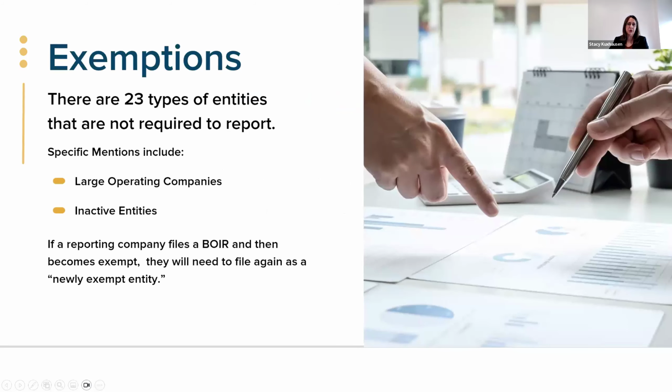The couple of exemptions that I want to touch on briefly is one called a large operating company. To qualify as an exempted entity, you have to have 20 employees or more in the United States, have a physical operating presence in the US, and have gross receipts of more than $5 million in a year, net of returns and allowances, and also excluding international receipts. If you fall under that category, you may fall under that large operating company exemption.